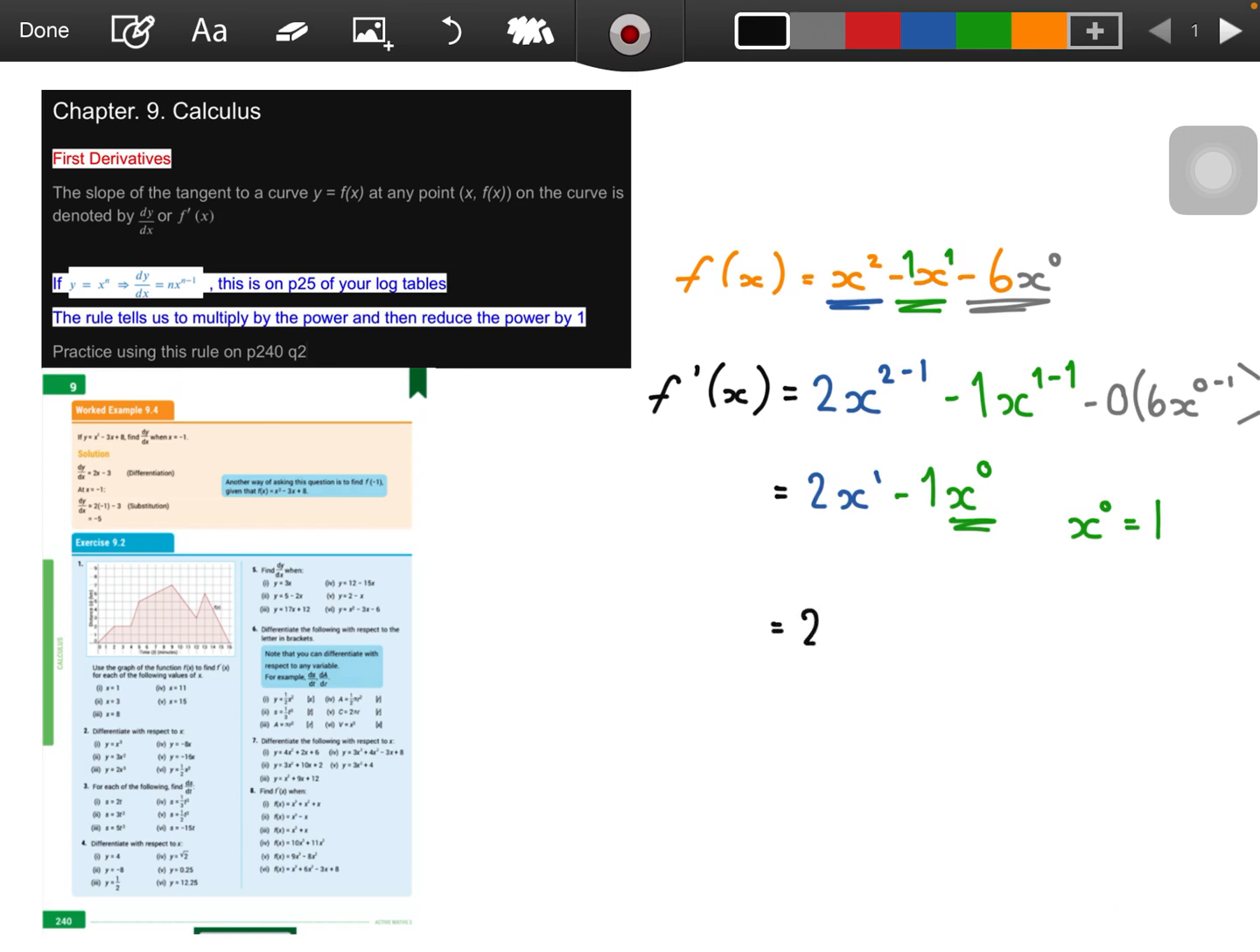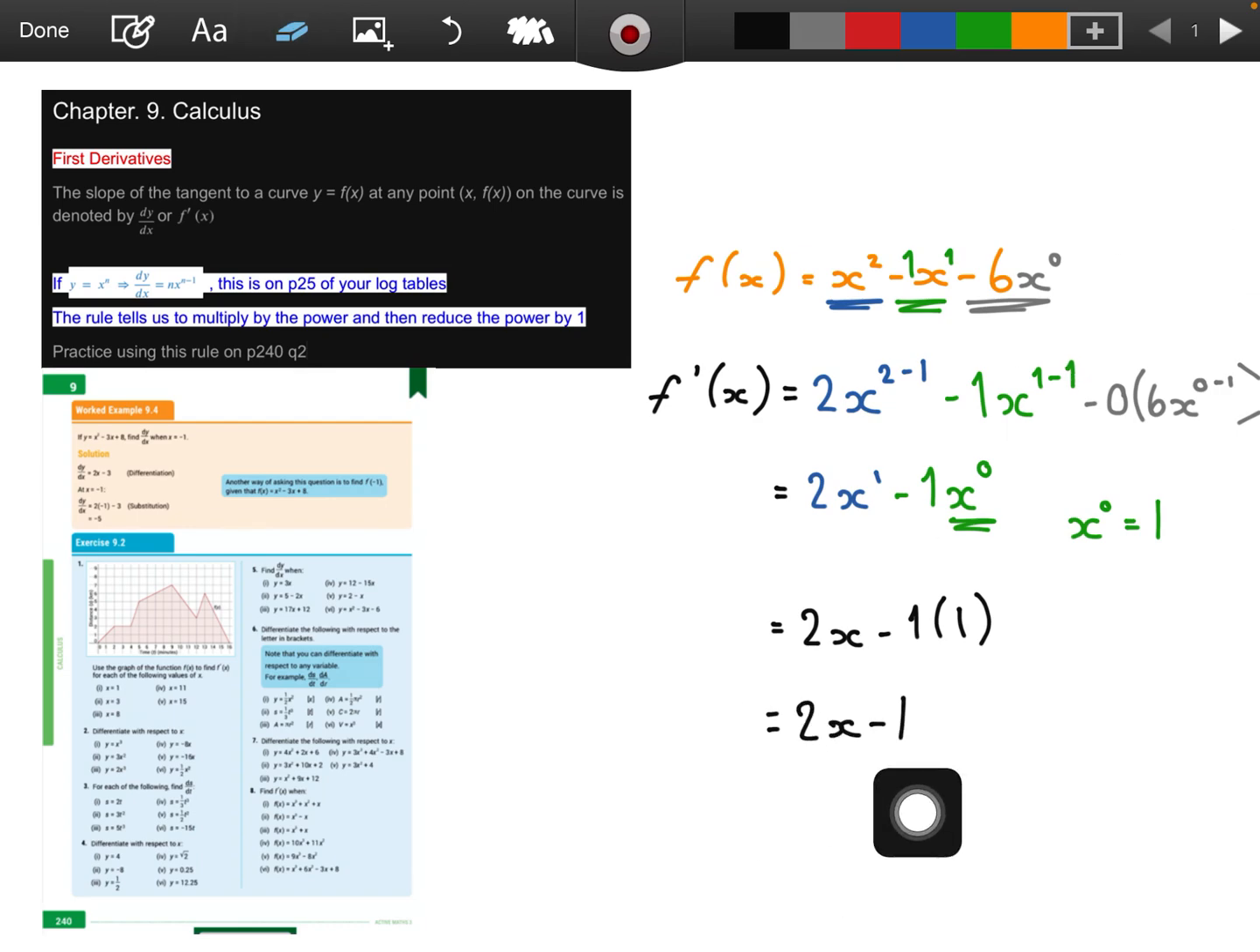So that's going to be the same as 2x. I don't need to write down the power of 1, just an x by itself is the same as x to the power of 1 minus 1. We can say times 1 if we want, where that x to the power of 0 was. So it's just 2x minus 1 is my final answer there. So that's f prime of x.